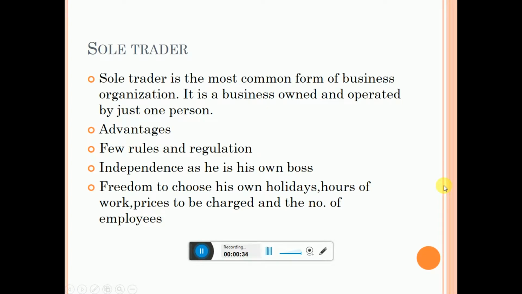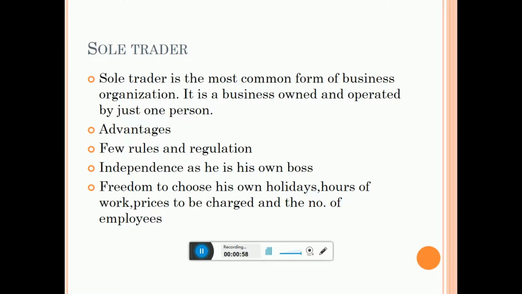Okay, sole trader. Sole trader is the most common form of business organization. It is a business owned and operated by just one person. As you all can see on the screens, this is the definition of sole trader. But as far as sole trader is concerned, I always ask my students to write down it is a one-man show. One-man show means that the only person responsible for the business is an individual person.